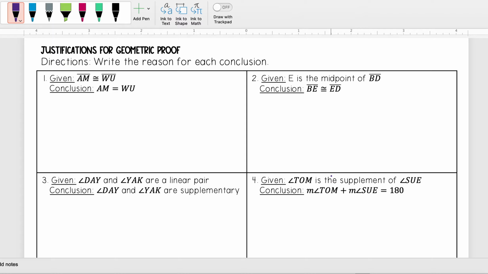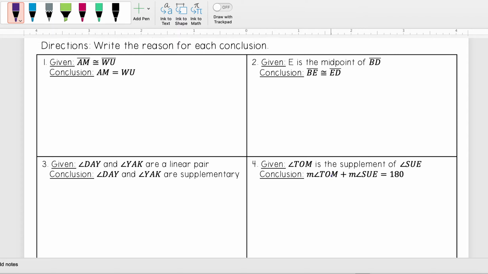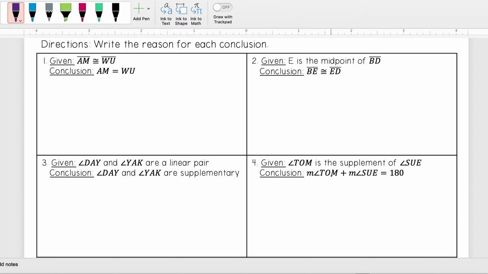So for this first video, we're just going to be looking at writing the reason for each conclusion. So we're given a statement and then we're concluding something from it. So for number 1, I'm given that AM is congruent to WU. My conclusion is that those segments are therefore equal to one another. And so when I'm going from congruence to equal or vice versa, that is just my definition of congruence.